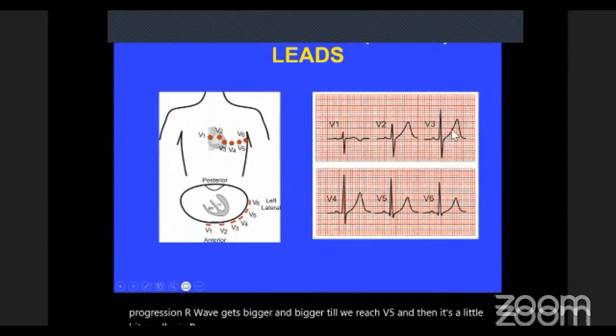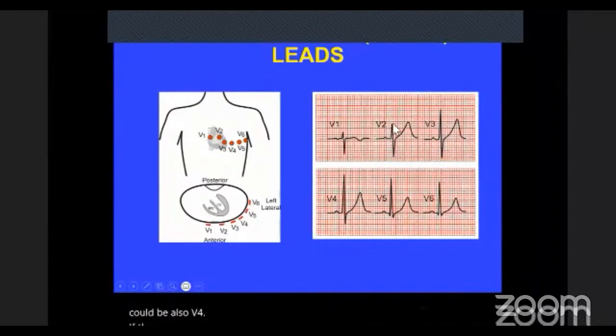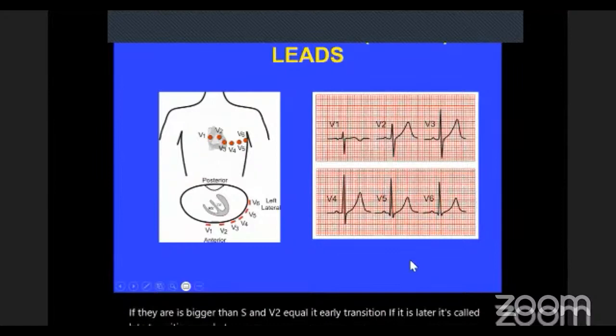The usual transition where R is more than S is at V3, but could also be V4. If the R is bigger than S in V2, we call it early transition. If it is later, it's called late transition, or what we call poor R wave progression. It may have clinical significance, like myocardial infarction, and sometimes may not have clinical significance.